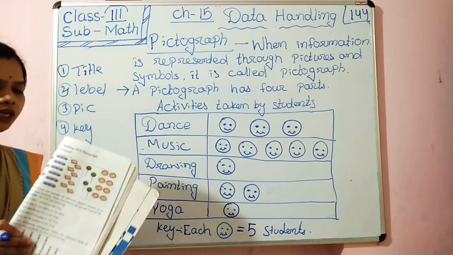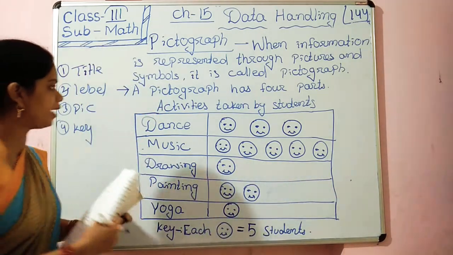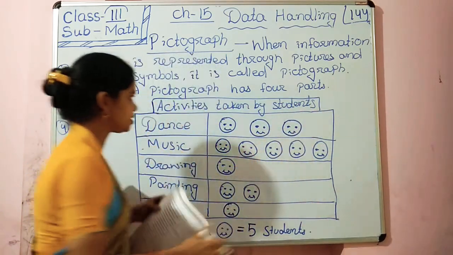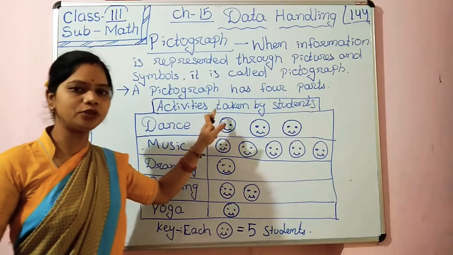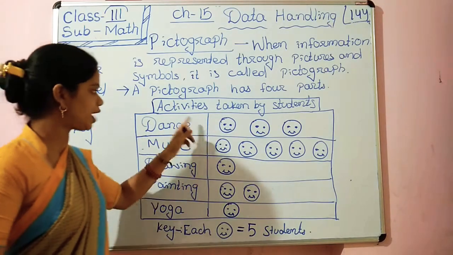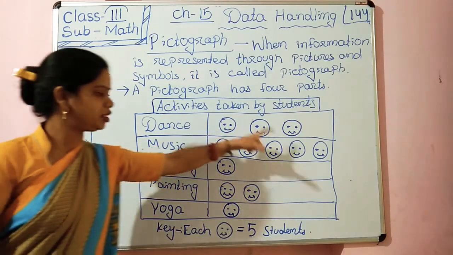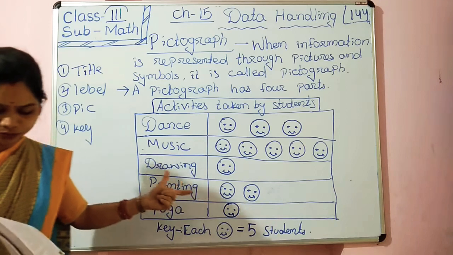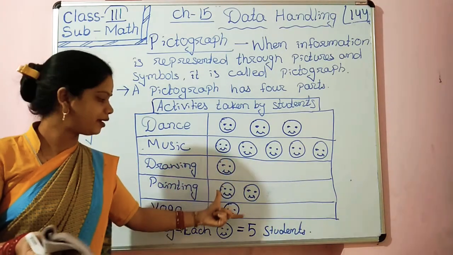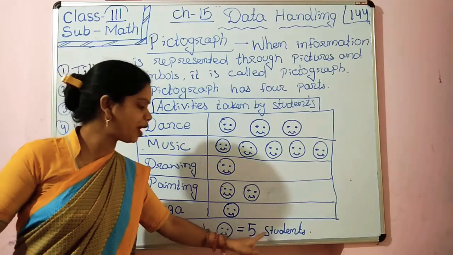Now we will learn how to read a pictograph. Children, here is the title. It is the title, activity given by the students. It is the title of the pictograph. These are the labels. Various types of activities are there. It is the label. And these are the pictures. They show the given number of data. Then the key. Each smile is equal to 5 students.